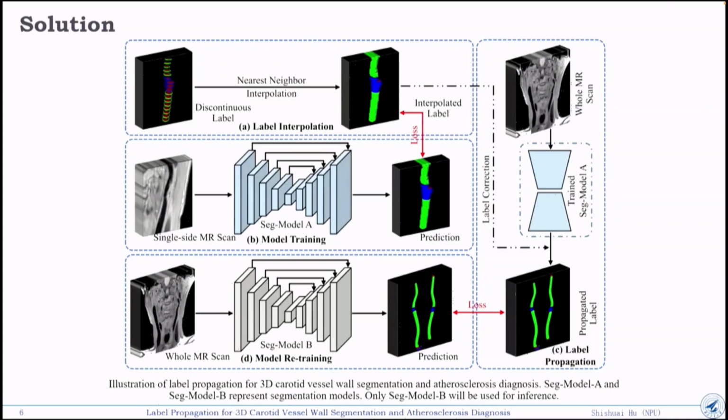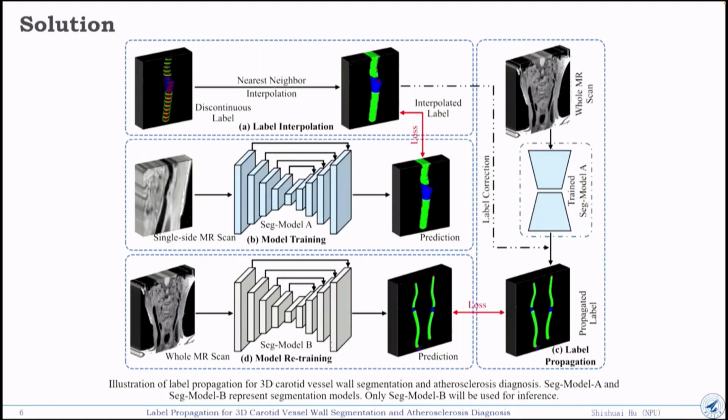First, we use nearest neighbor interpolation to convert the 2D discontinuous labels to 3D volumes. Then, we use nnUNet as a backbone to perform 3D segmentation using the MR scans and the corresponding interpolated labels. Since the original left carotid vessel and the right carotid vessel were labeled respectively, the labeled indices of them might be different, leading to some missing labels at the start or the end of the left or the right vessels. Therefore, we split the whole MR scan into single-side MR scans to train model A.